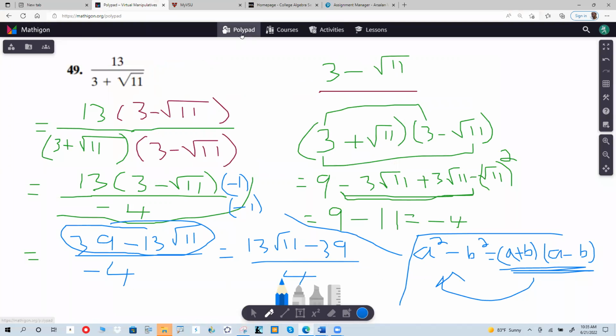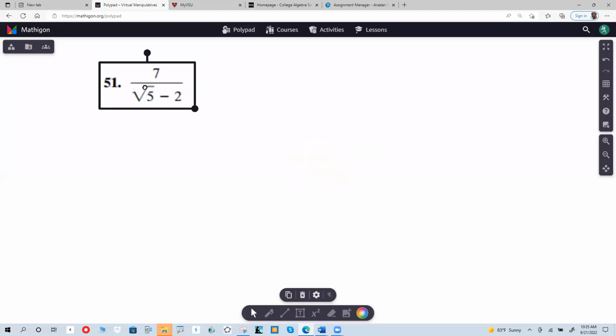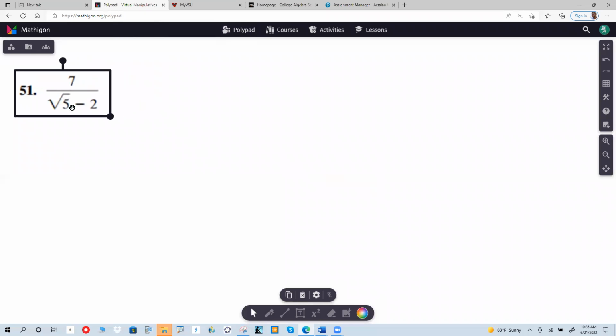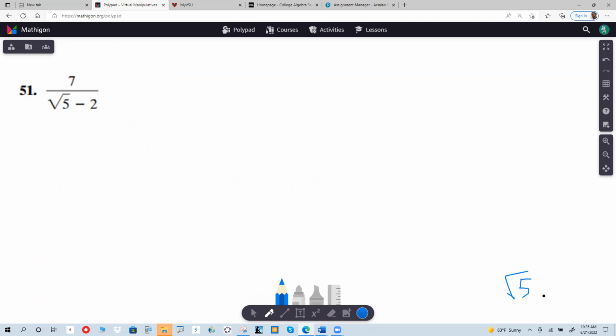Let's do 51. I'm going to move on. Okay. My goal is to first write the conjugate somewhere. I'm going to write it here because I need the room. Conjugate is simply this plus 2. Okay. So I'm going to multiply everything, both top and bottom, by the conjugate of the bottom denominator.